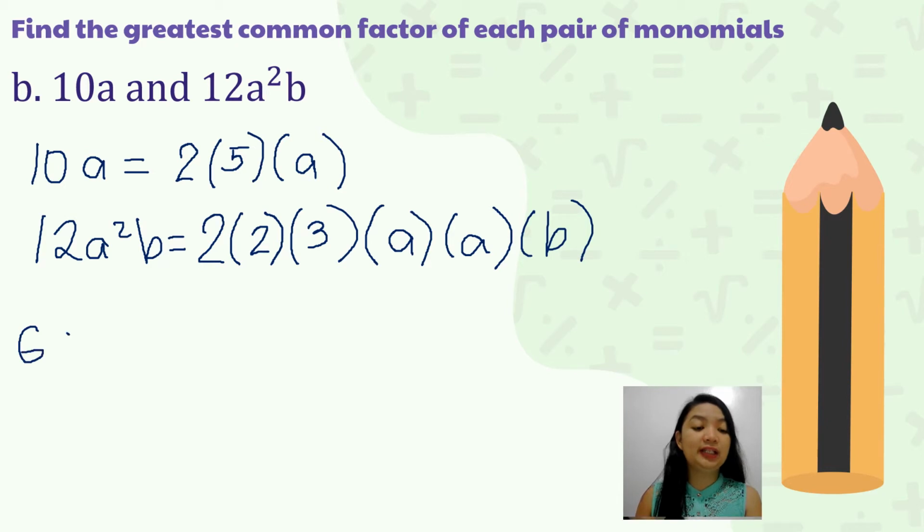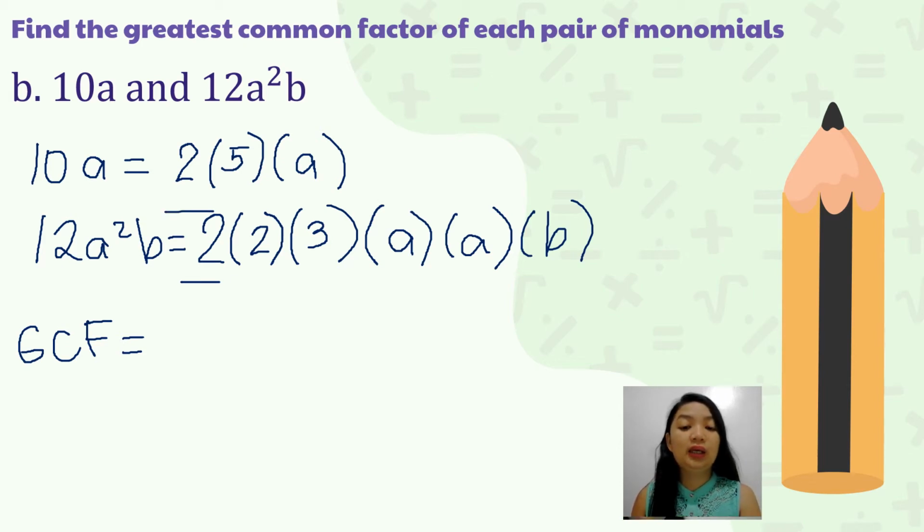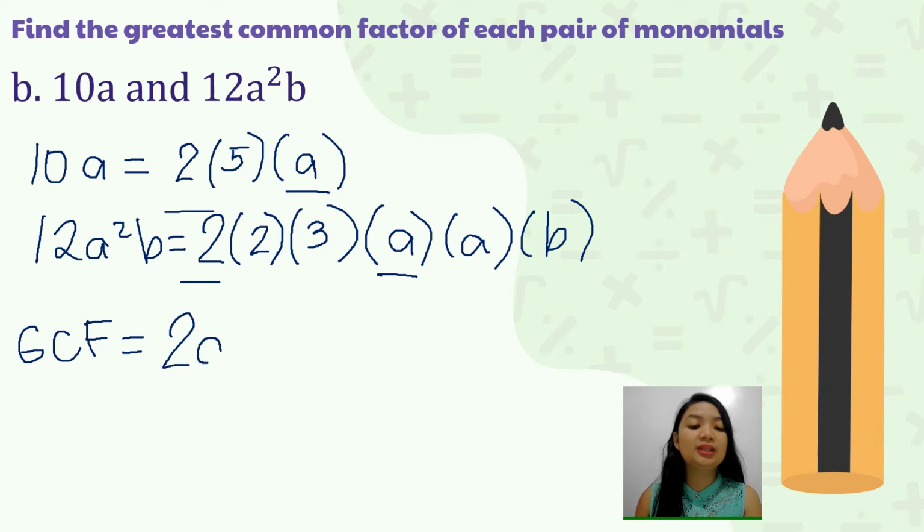Again, to get the greatest common factor, we find the factors that are common to both 10a and 12a squared b. What are those? We have 2 here. How about 5? 5 is not present in the factors of 12a squared b, so it would not be considered. How about a? Yes, we also have a in 12a squared b. So the greatest common factor of these two terms is 2 times a, or simply 2a.